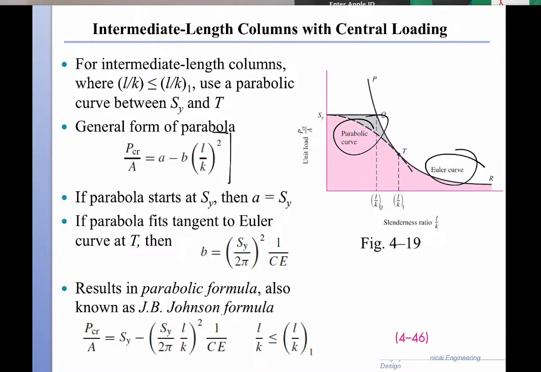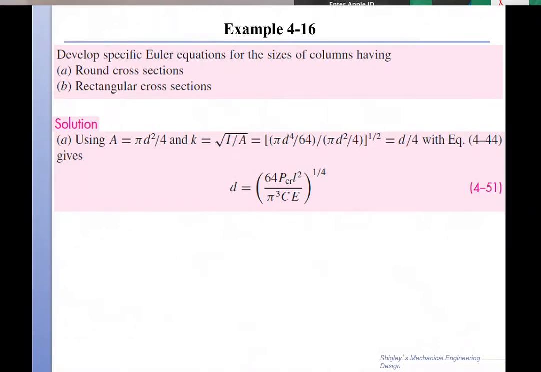The parabolic curve has a shape, and we wrote down the A and B for that, and the range of validity as well. So let's now skip that and go straight to an example. The first example is we want to develop specific Euler equations for the size of columns having round cross-section and rectangular cross-section. For the round cross-section, first we have to write the area and find the radius of gyration, square root of I over A.